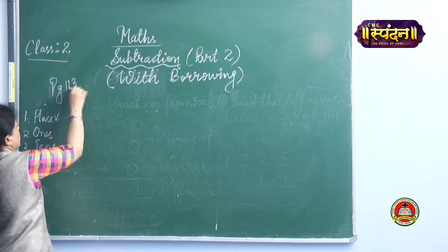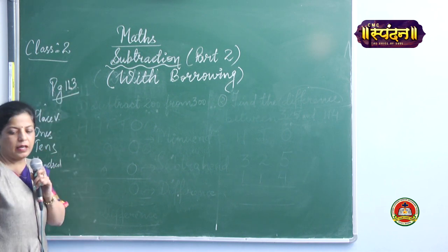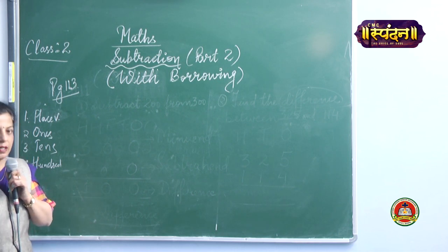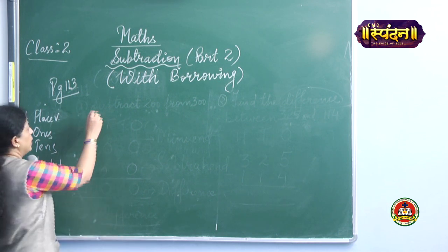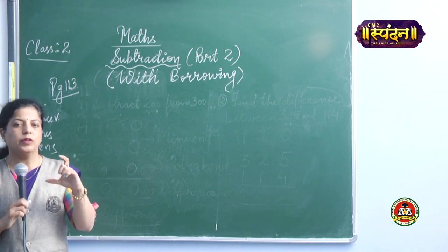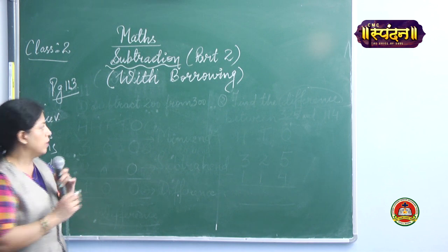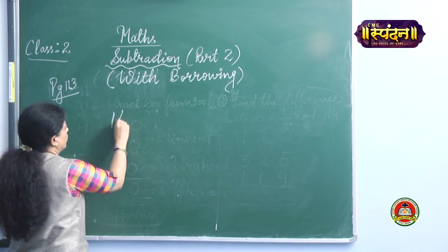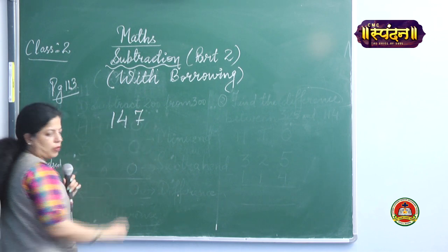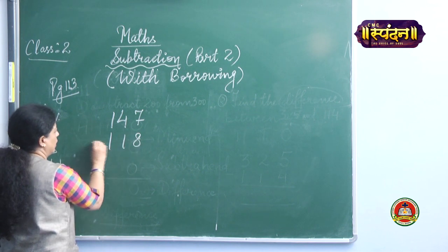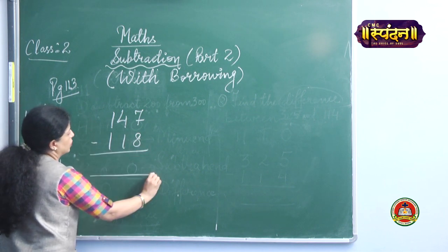Be ready with your pencils and your books, and your first question is: subtract 118 from 147. The sum is already there in your book. If you can see, it is given like this. Subtract 118 from your 147. Again, my dear girls, follow the same steps.